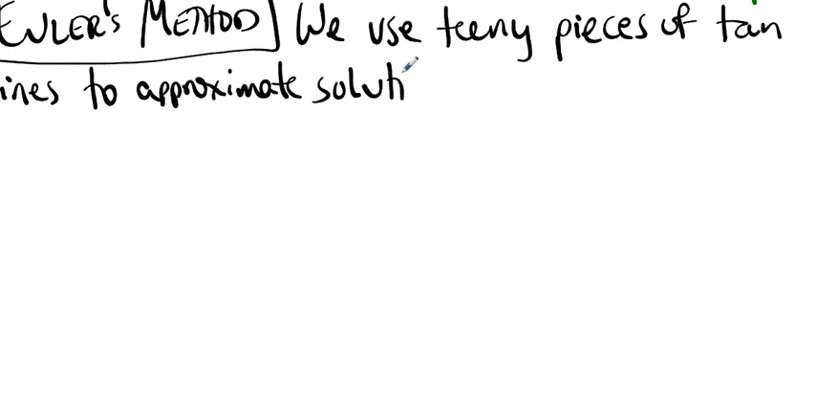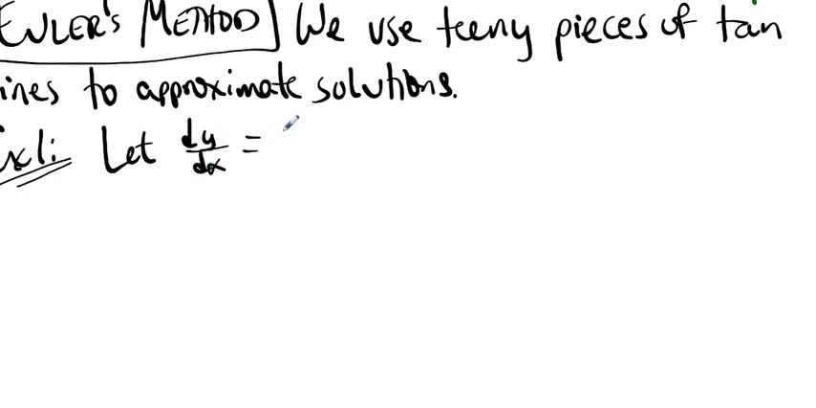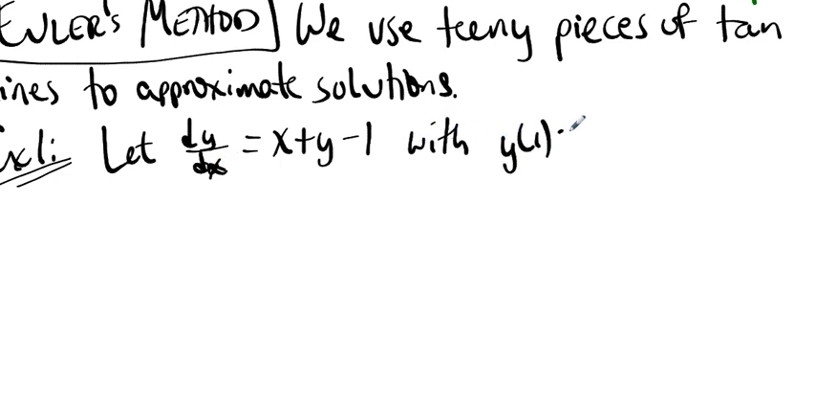And the basic idea here is a Calc 1 idea. Differentiable functions are locally linear. So in very small intervals, there isn't much difference between the function and its tangent line. So consider the following. We're going to let dy/dx be x plus y minus 1 with y of 1 equal to 1.